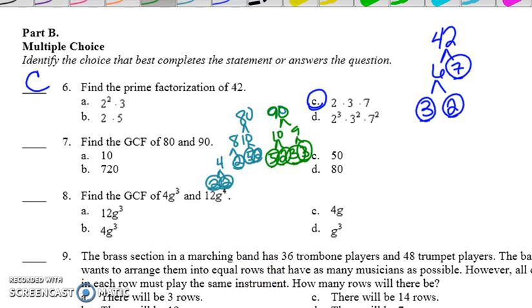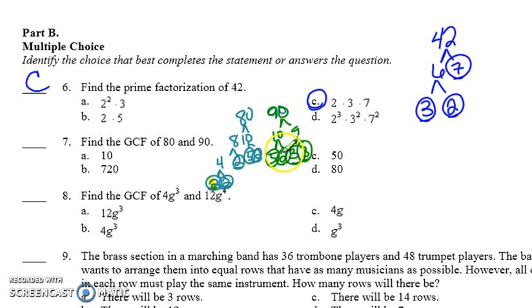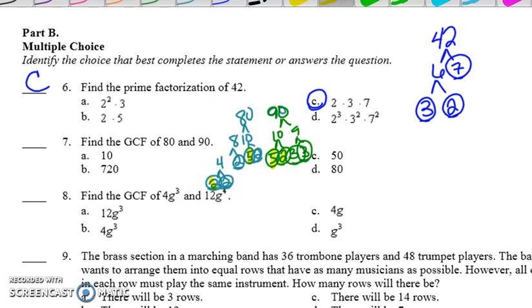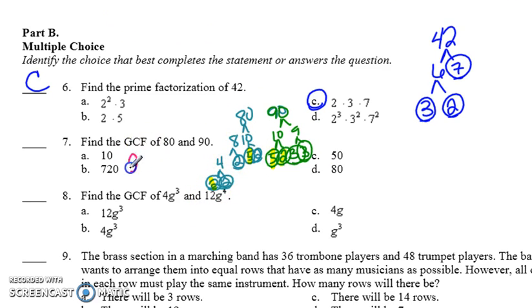So now I'm going to find what they have in common. Well, they each have a 2 and a 5. Now 80 has extra 2's, but 90 doesn't have any more 2's. And 90 has extra 3's, but 80 doesn't have any more 3's. So I have my final answer in 2 times 5, which is 10.